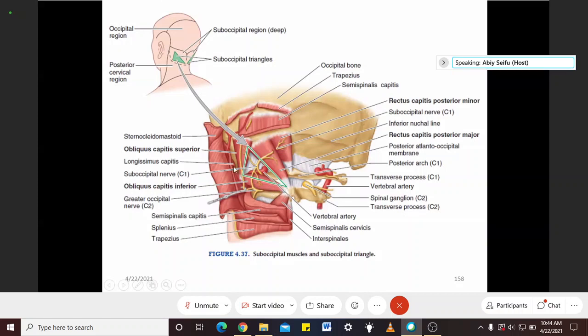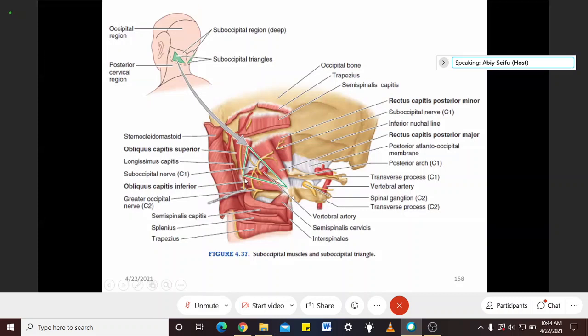The other two muscles are the obliquus capitis muscles. Here is the inferior, and here is the superior one. The inferior one has a somewhat horizontal alignment, running from the spinous process of C1 to the transverse process of C1. Therefore, it runs from this point to this point, which is the transverse process of C1. It is inserted on the posterior tubercle of the transverse process of C1 here.